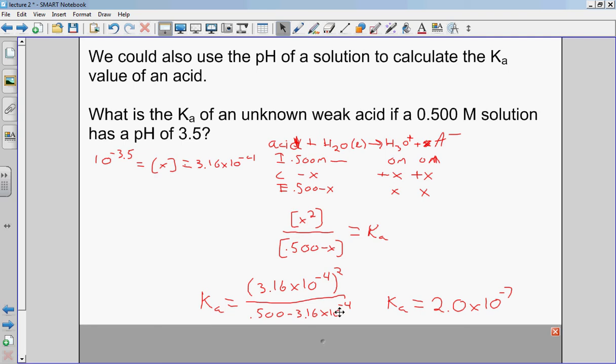So what you can do is, you make your ice table, you actually plug in for X. X will be this final concentration.